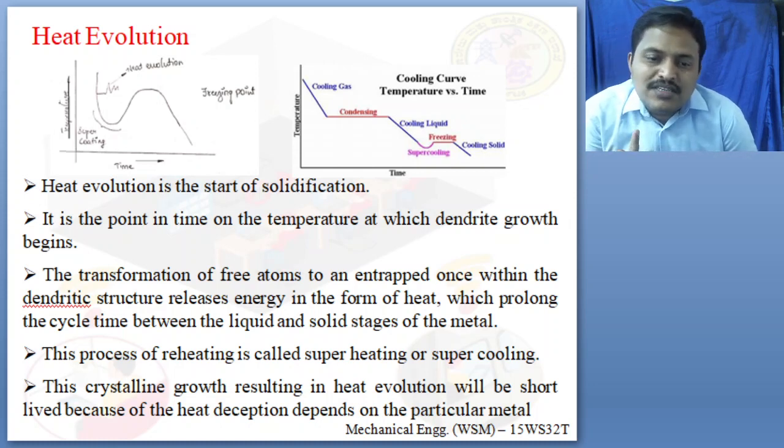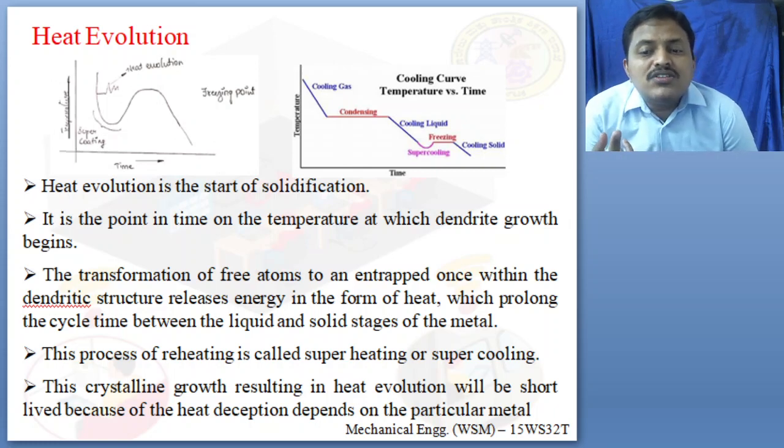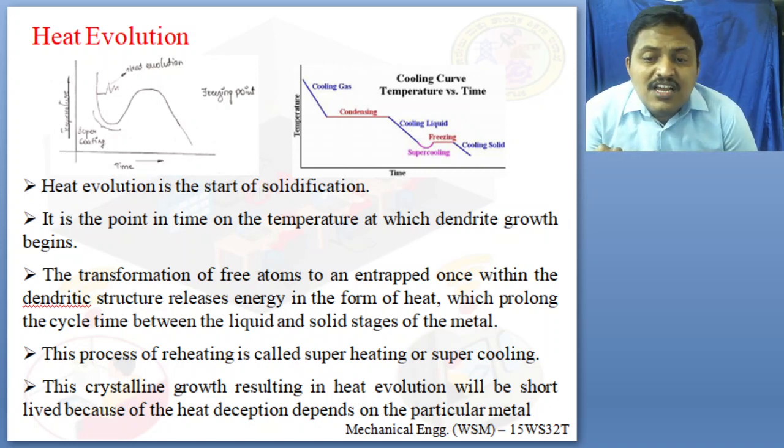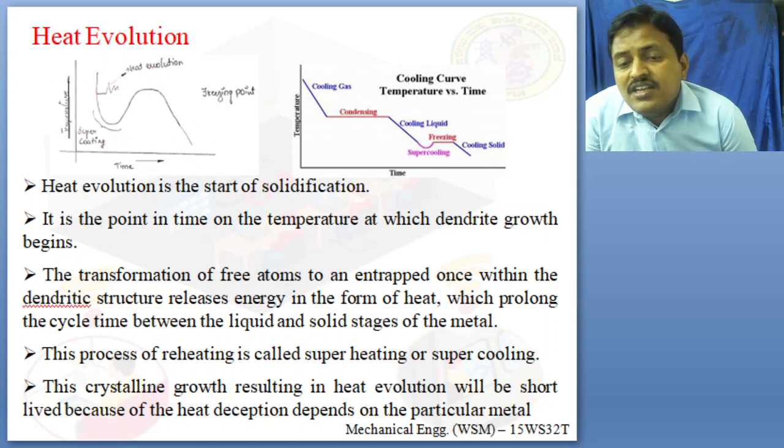The growth takes place. The transformation of free atoms to entrapped ones within a dendrite structure releases energy in the form of heat. How is the heat removed, how is the heat coming out? For the transformation of free atoms to entrapped ones, wherever there is a gap, they go and settle. During this settlement, what happens? The dendritic structure releases energy, so energy is released from the dendritic structure in the form of heat. This heat coming out prolongs the cycle time between the liquid and solid stage.